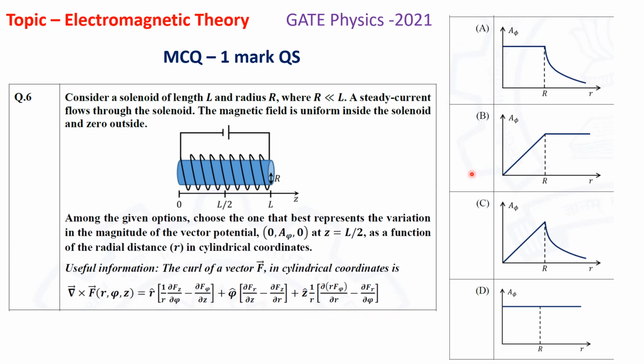So these are the four options which show the variation of the vector potential at z equals L by 2 as a function of radial distance small r. So we have to choose the correct option which represents the variation of vector potential as a function of small r correctly. So let us go to the solution part.